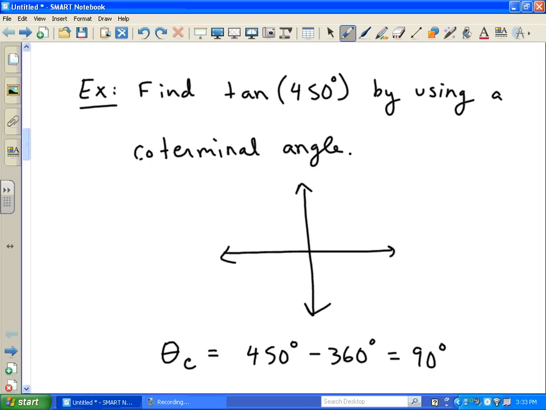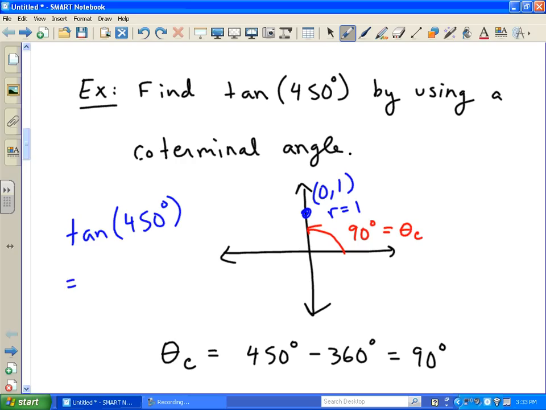And so what I'm going to do, I'm not even going to graph 450 degrees, however, I am going to graph 90 degrees. So here's 90 degrees. That is my coterminal angle. And so to find the tangent of 450 degrees is the same thing as finding the tangent of 90 degrees. Because I'm on an axis, I assume my r value is 1. I'm on the positive y-axis, and so my x will be 0 and my y will be 1. The tangent of 450 degrees is equivalent to the tangent of 90 degrees.